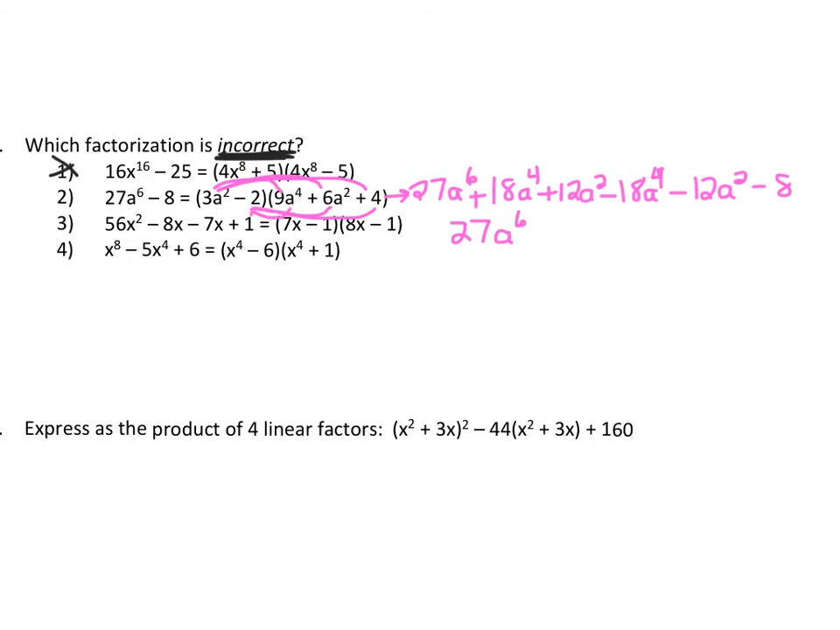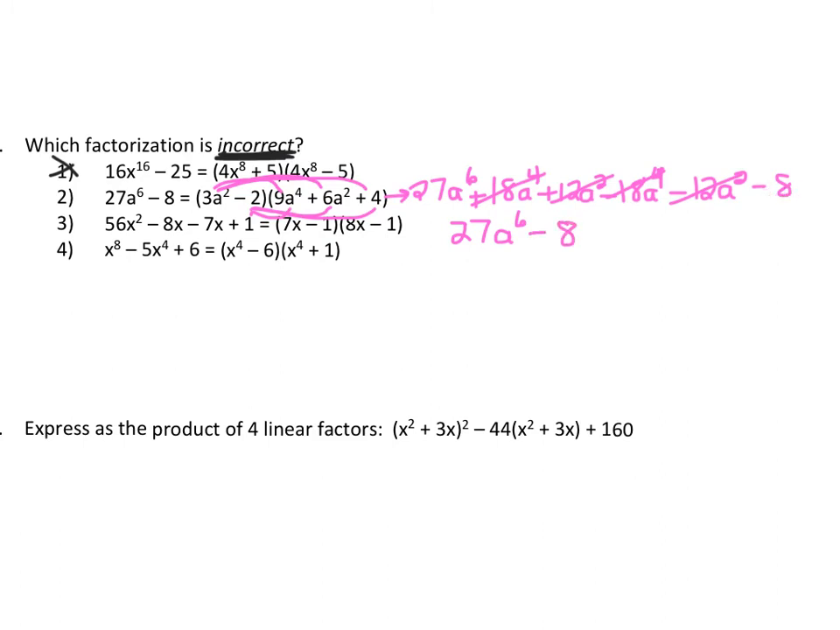Now, here I have a positive 18a to the 4th, and here I have a negative 18a to the 4th, so they're just going to cancel each other out. So these two terms cancel. All right, now here I have a positive 12a squared and a negative 12a squared. So again, those are just going to cancel. And it looks like I have a minus 8 at the end, so I'll bring that down.